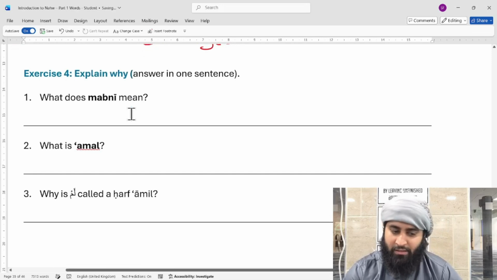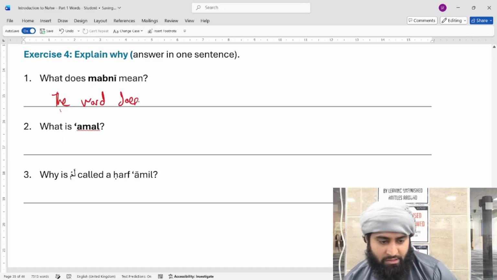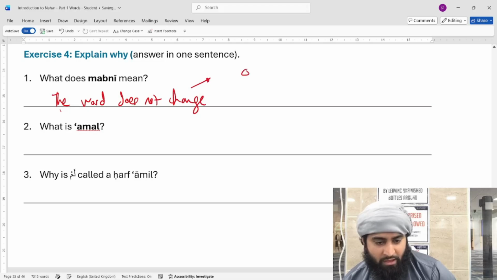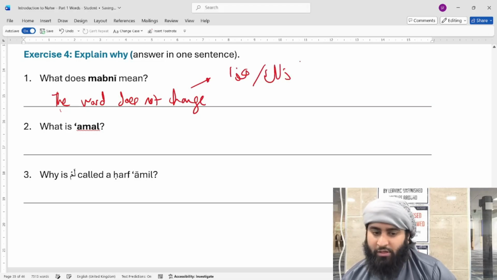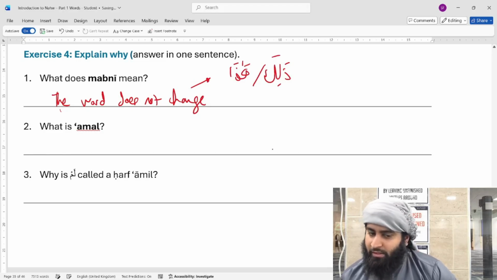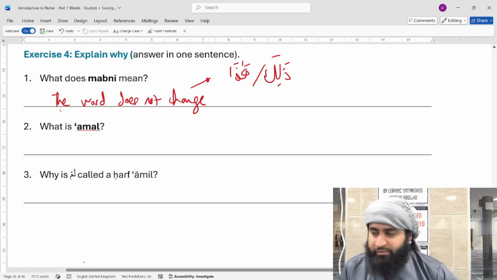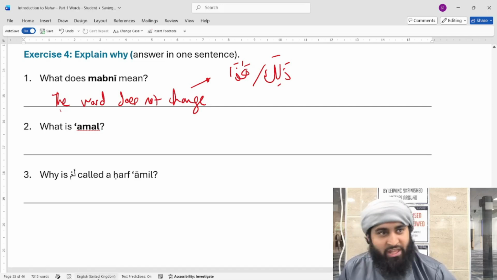Okay. What does مبني mean? We said مبني is the word does not change. And I'll give you an example. Look. هذا ذلك. In the Quran, look. ذلك هذا. Yes. Have you ever said هذه? No. Have you ever seen هذو? No. Have you ever seen ذلكي? Have you seen ذلكو? No. This is always mabni. Stays.